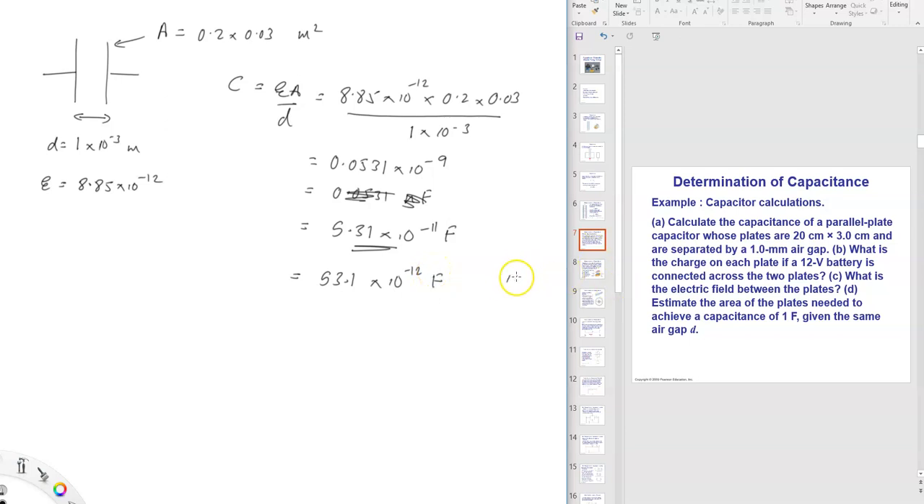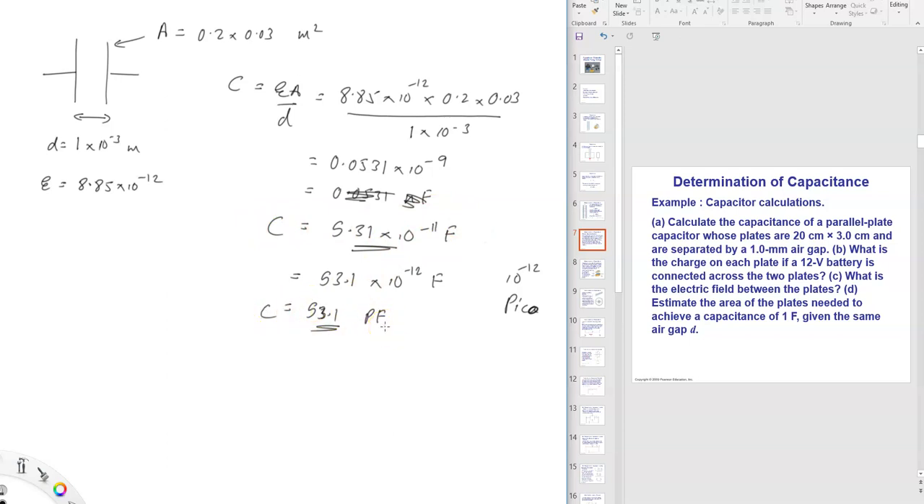10 to the negative 12 is pico. So you can say 53.1 pF. That's also an okay answer, right? It's good to know what this letter P stands for: 10 to the negative 12, pico. So here we have the capacitance, either in farads or in picofarads.